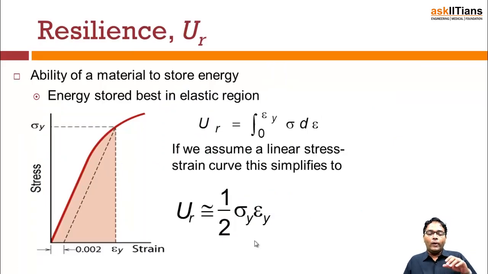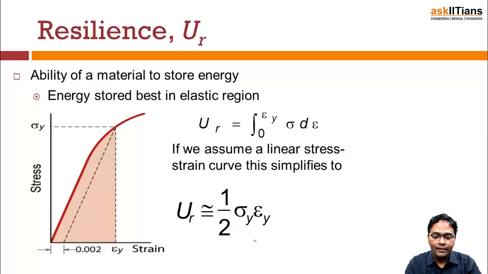Further, when you are applying some force on an object to change its dimensions, obviously that force gets stored in some form of energy, or basically stores some energy. So how much is the energy that is stored? That is also known as the elastic potential energy. So what is elastic potential energy? Elastic potential energy is basically the ability of a material to store energy. So energy is stored best in the elastic region.